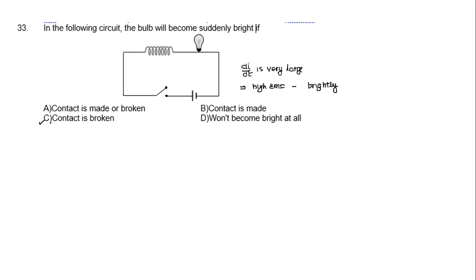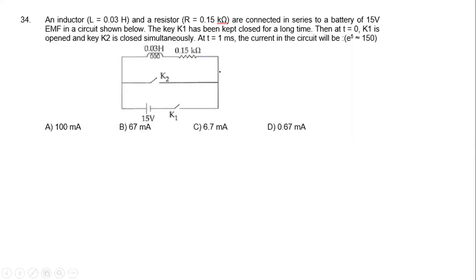Induced EMF is much higher when the contact is broken. Contact is broken basically means R becomes very, very high. When R becomes high, tau, which is L by R, becomes very small. So current can change very quickly. If the current can change very quickly, di by dt is very large, and the induced EMF is very high.